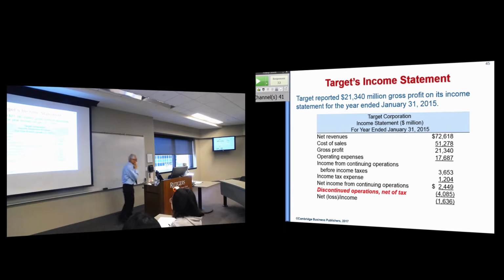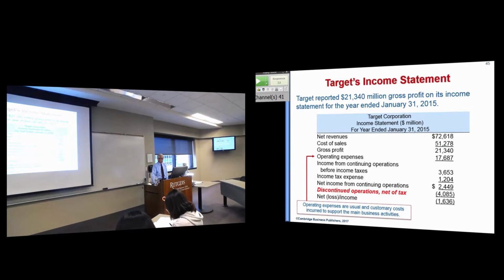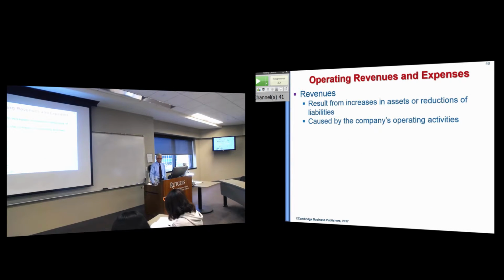So the discontinued operation represents the profit or loss attributable to a segment or a division that you sold off. Again, we'll see details on that as we go along, but the purpose of breaking it out separately is to enable you to achieve the objectives of financial reporting. Gross profit and operating expenses are from the normal operations of the business. And revenues, as already defined, are increases in assets and reductions of liabilities caused by the company's normal operations.